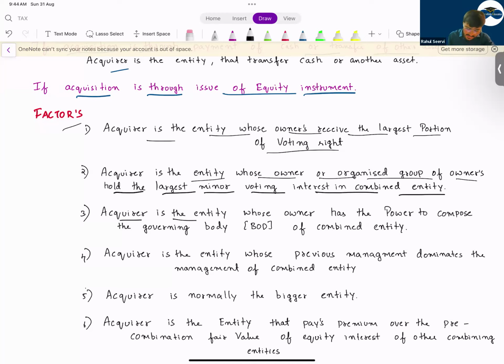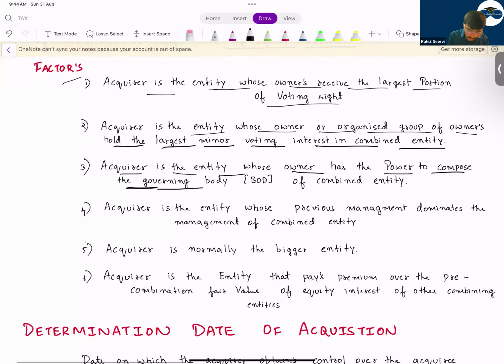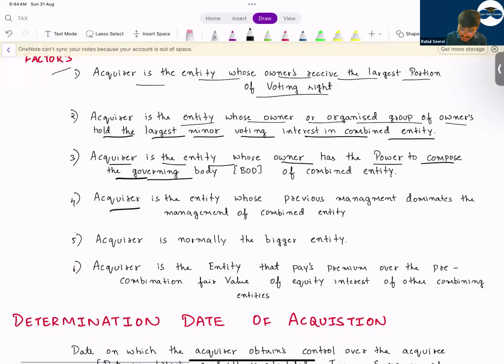The next one: the acquirer is the entity whose owner has the power to compose the governing body. That means the entity will be the acquirer if it has the right to set the board of directors and can appoint the majority of the board members. Then, the acquirer is the entity whose previous management dominates the management of the combined entity. When it is a combined entity, which management dominates, whether entity A's or entity B's board of directors? In that case, we say it is the acquirer.